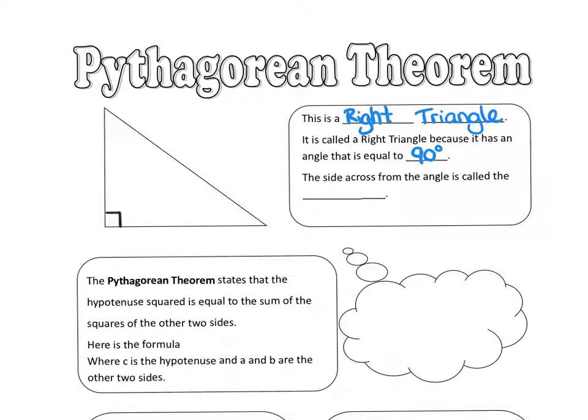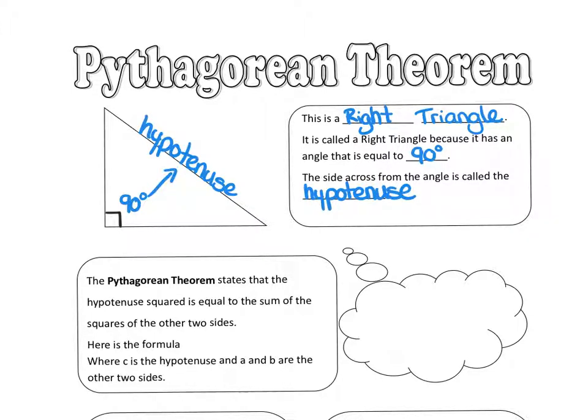So if you ever come across a triangle with a square in the corner, that tells you that it is 90 degrees there. The other thing to keep in mind is that the side that is across from this 90-degree angle is called the hypotenuse. Now you're going to need to remember that because we're going to use it later in a trig lesson. So right across here is the hypotenuse.